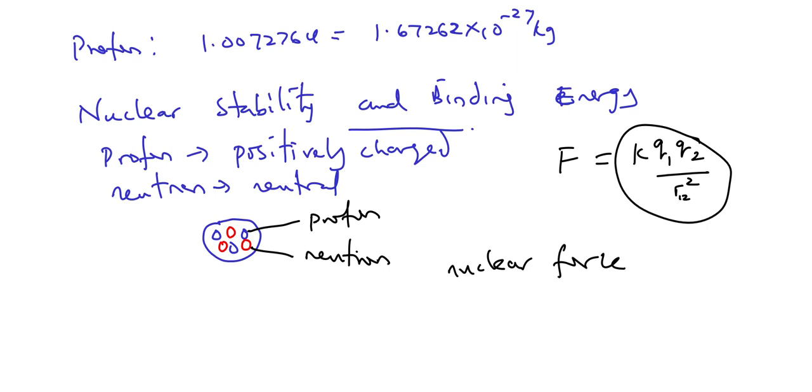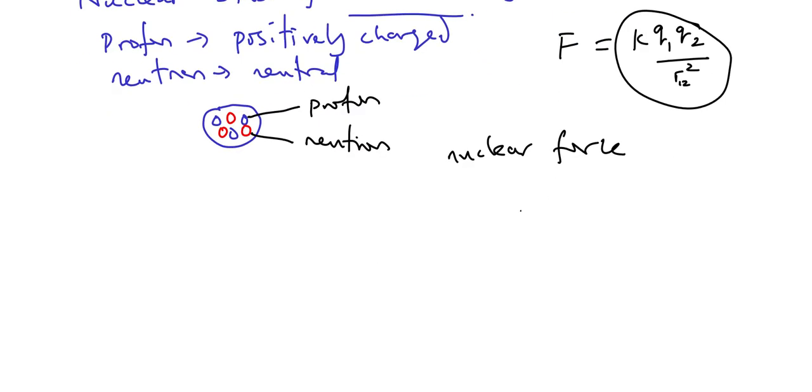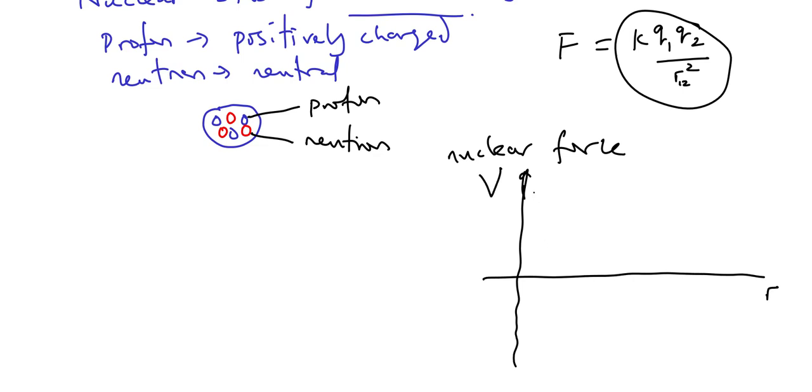So when the separation between two nucleons is above a certain value, then the nuclear force will not have any effect again. So let's say this is the separation between the two objects, and this is the interaction potential between the two nucleons. So this is the positive side and this is the negative side. The shape of the graph is something like this.